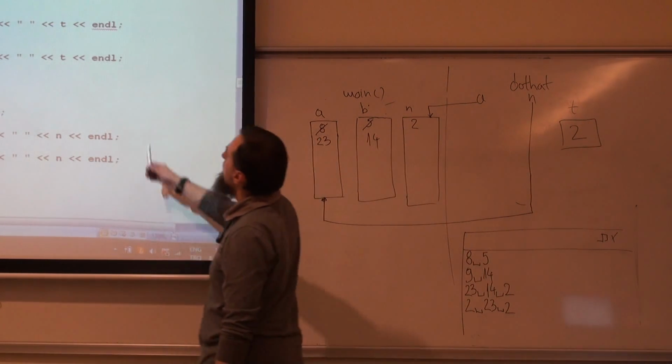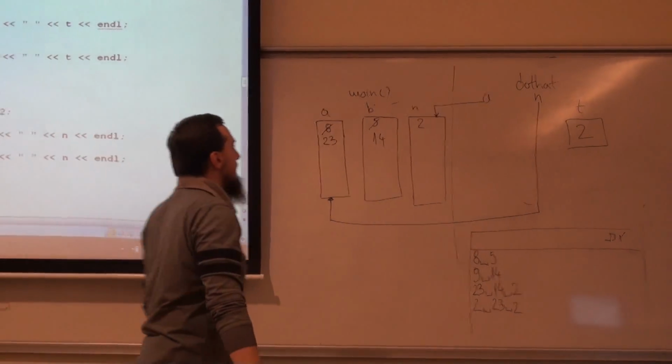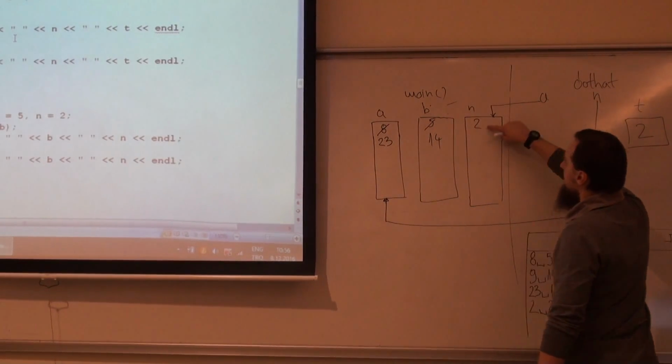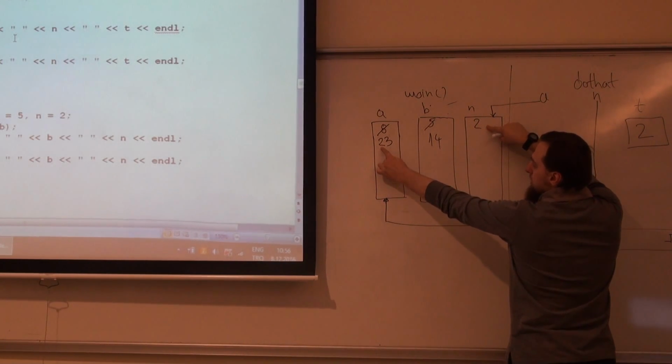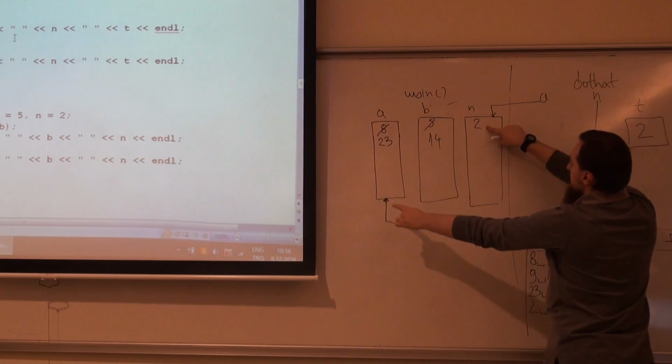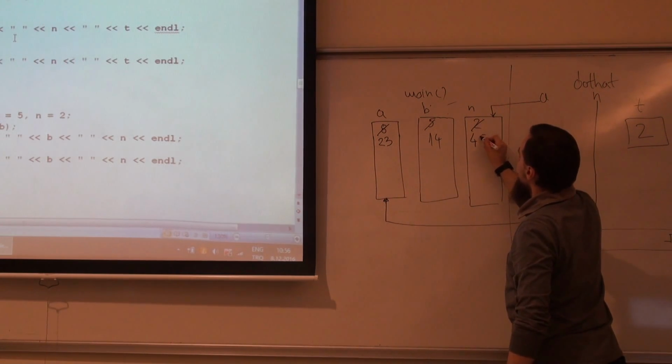Okay, we are finished with this line. And I'm saying a is equal to 2 multiplied by n. So this is a. And a is equal to 2 multiplied by n. 23 multiplied by 2 is 46, and it's assigned to n. So we have 46 here.